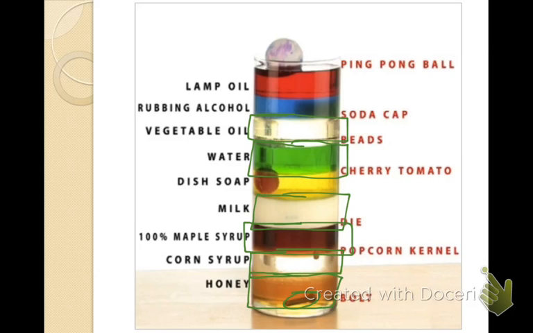Vegetable oil floats on top of water because it is less dense. Those particles aren't as compactly arranged. And all the way at the top here we have a little ping pong ball. Compared to all of these items, the ping pong ball has the least amount of density because it's floating.